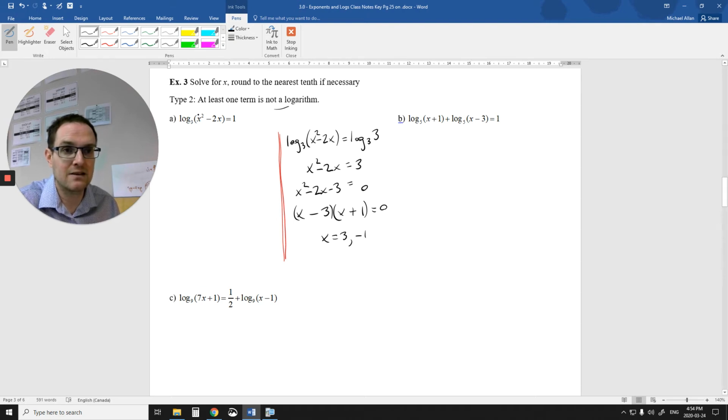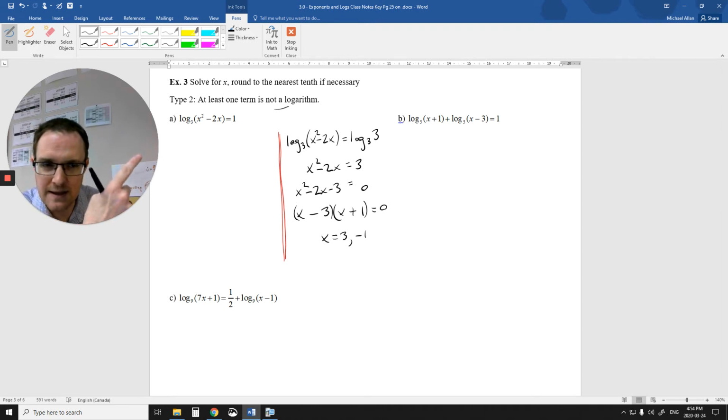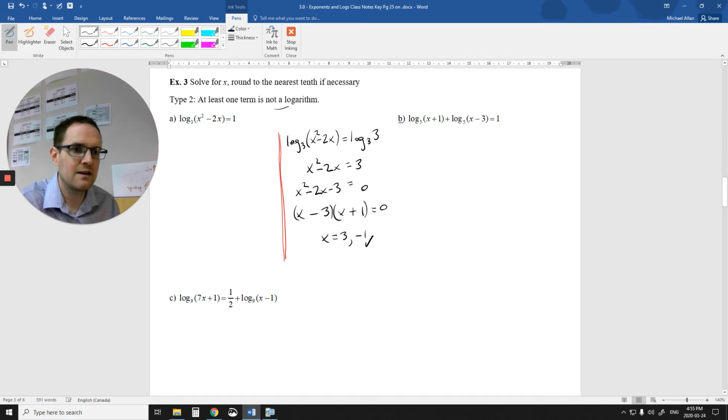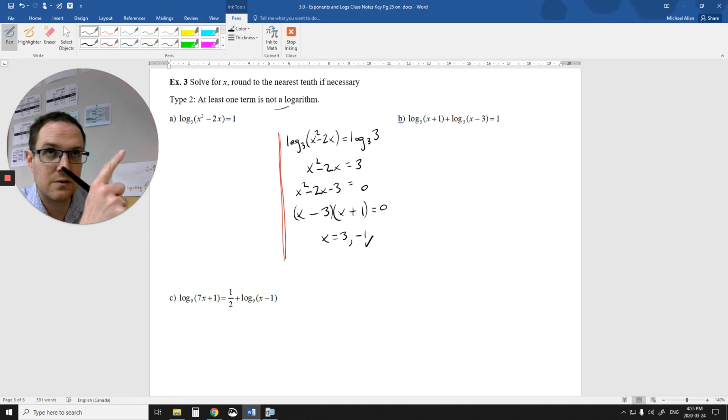Then I want to put that back in here to see if that could work, and maybe both of them work. I have a negative x value at -1 there, but does that work in this equation? Let's just double check here. What's -1 squared? That's +1. 1 minus 2 times -1, so that's +2. So that's 1 plus 2, that's 3. Log base 3 of 3 is 1, so that does work out. And for the 3, it should work out to 3 squared minus 6. 9 minus 6 is 3. Log base 3 of 3 is 1.